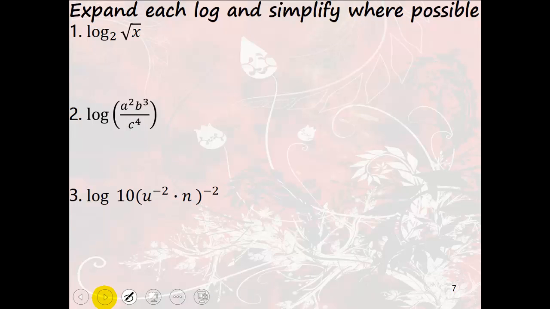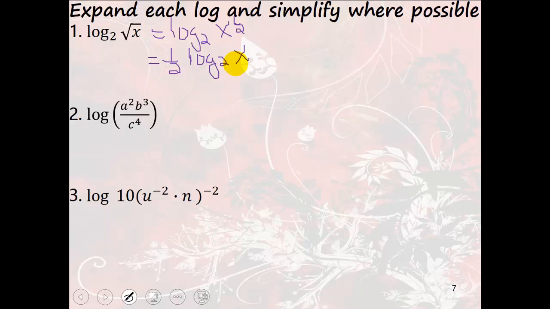Okay, so the first thing I'm going to do is write this as x to the 1/2. So this is log base 2 times x to the 1/2. Now I'm going to use my power property, and I'm going to get 1/2 times log base 2 of the input x, and now I've expanded it.